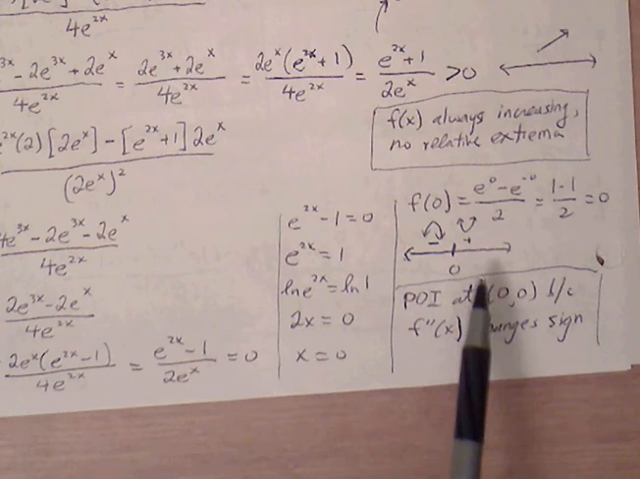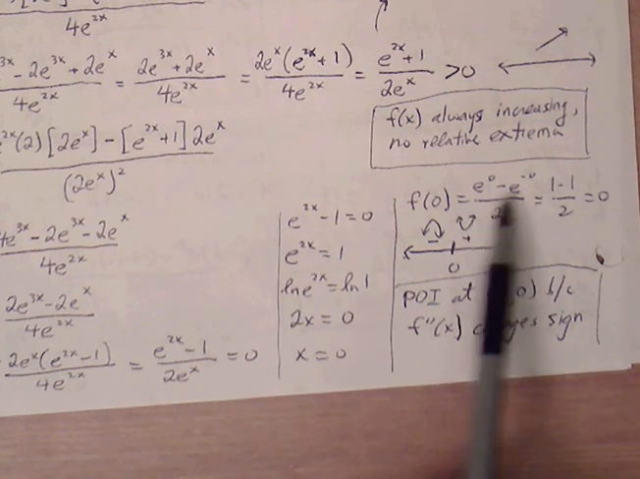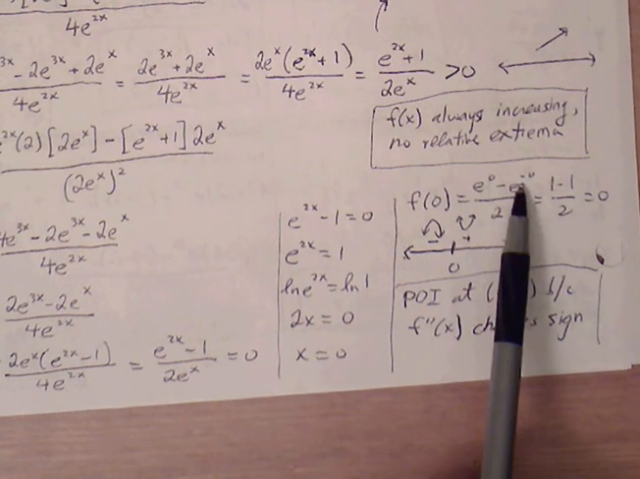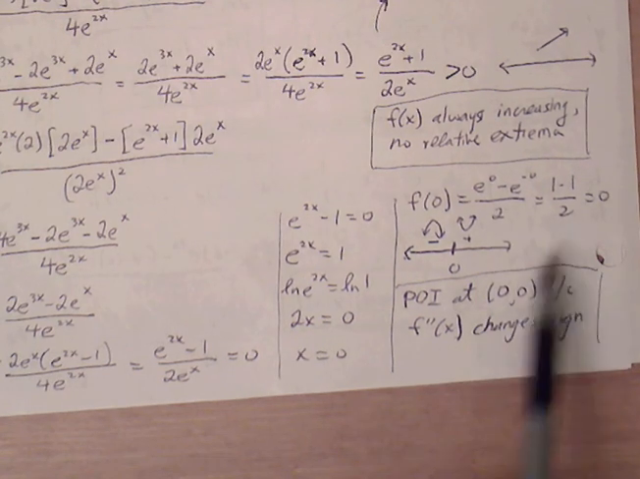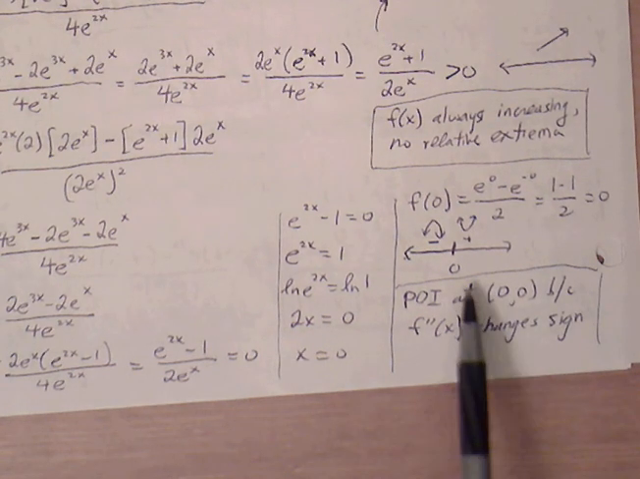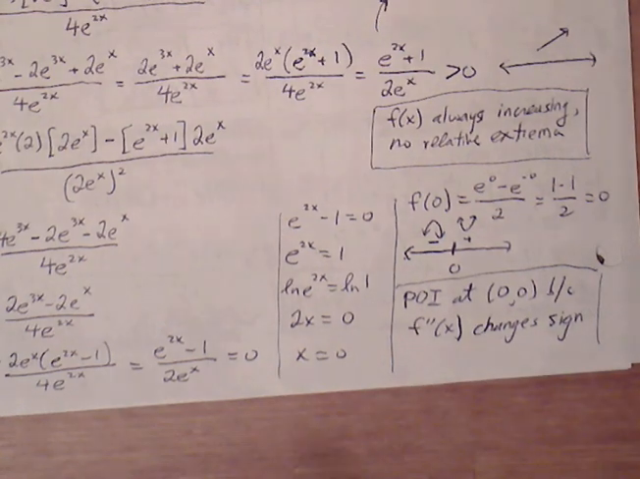Now to find the ordered pair, we're going to plug 0 back into the original equation. So e to the 0 is 1 minus e to the negative 0, which is 1. 1 minus 1 is 0. 0 over 2 is 0. So the point of inflection occurs at (0, 0) because f double prime changes signs.